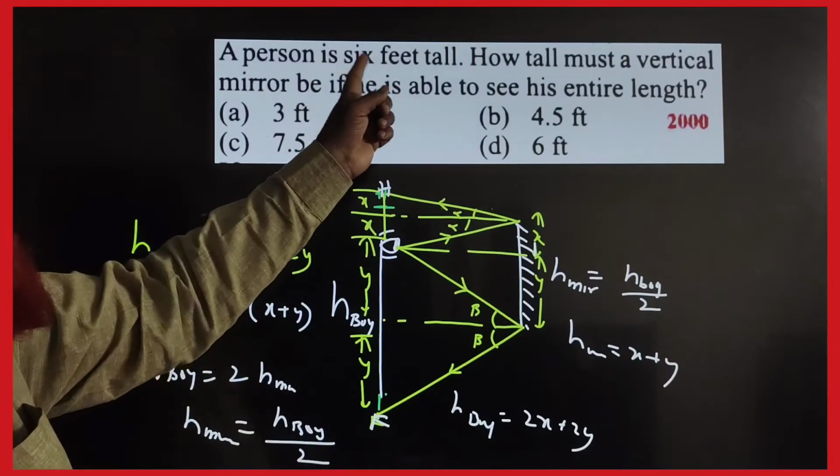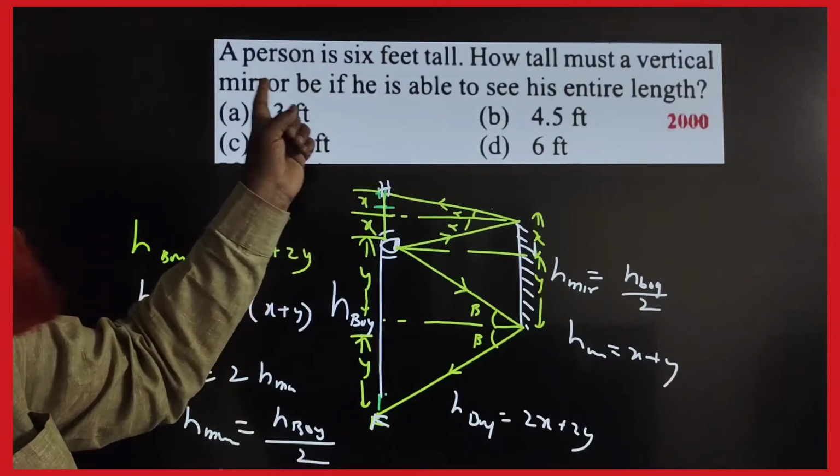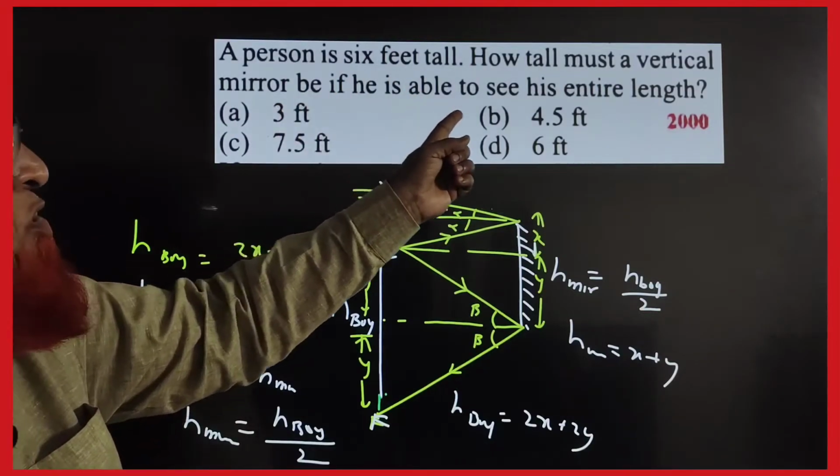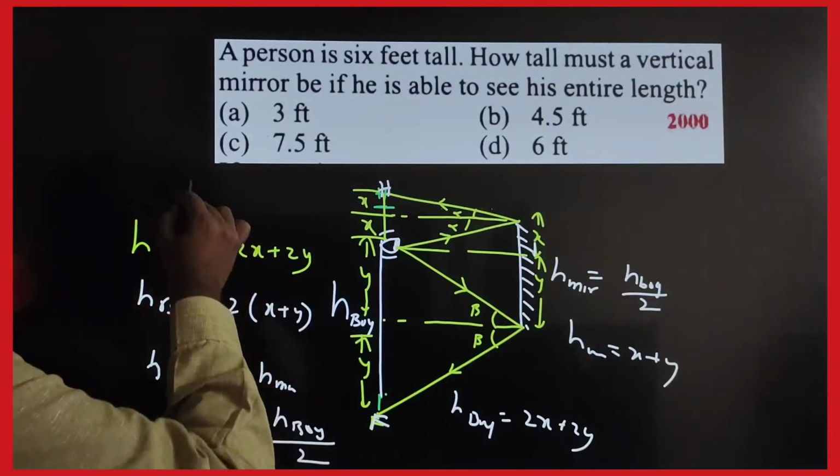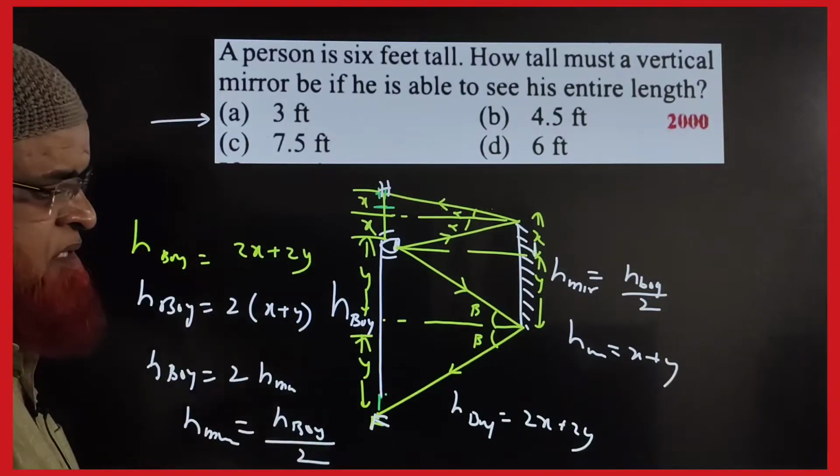So a person is 6 feet tall. How tall must be the mirror if he is able to see the entire length, his length? So 3 feet is going to be our correct answer. Is it clear?